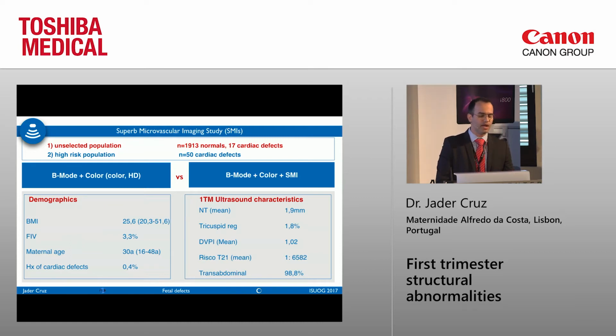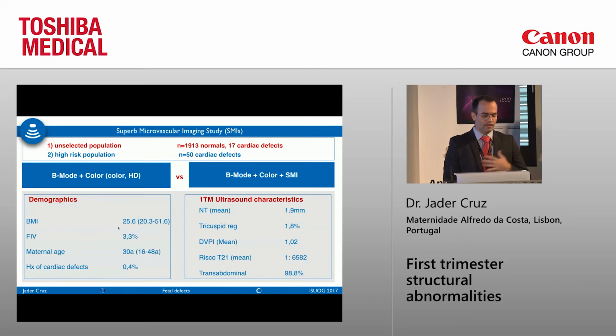It is called Superb Microvascular Imaging, SMI for the friends. And this is what we have so far. We have a two-step study where in the first step, which is what I'm going to show you, we scanned 1,913 normal patients in an unselected population. We had in this group 17 cardiac defects so far.